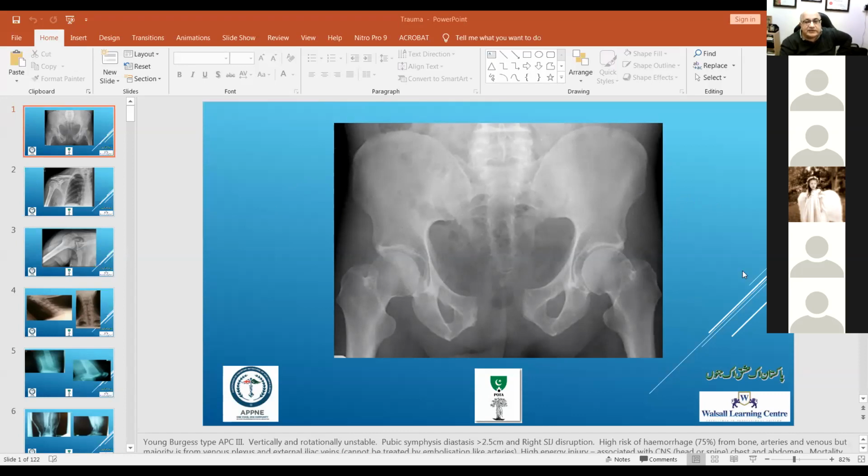Please, guys, you're going to do the exam in a couple of weeks' time. So you need to say this is an X-ray of a skeletally mature person where the obvious injury is an open book fracture. Do you know what a Polo-Mint theory is?